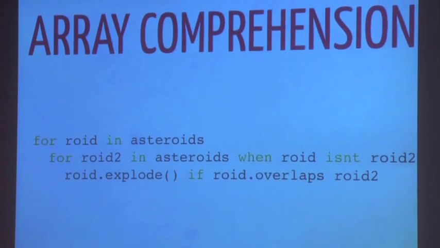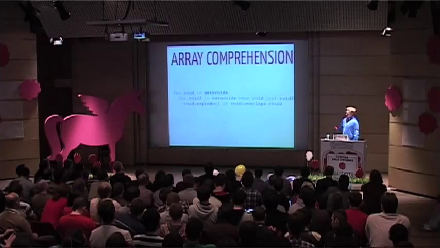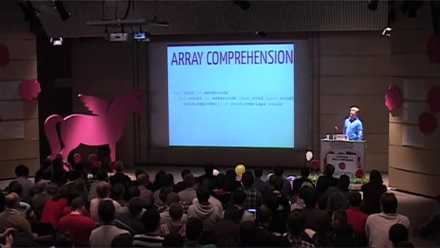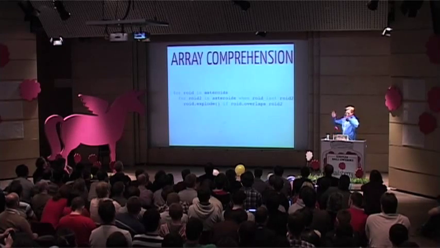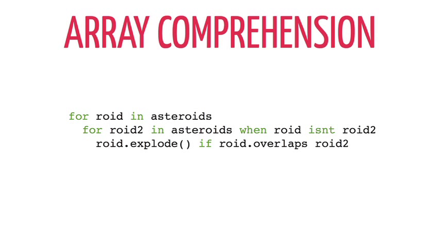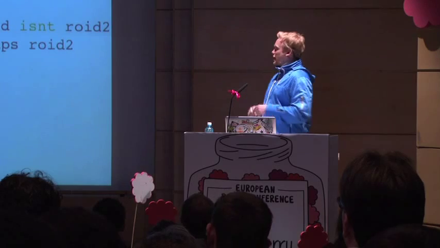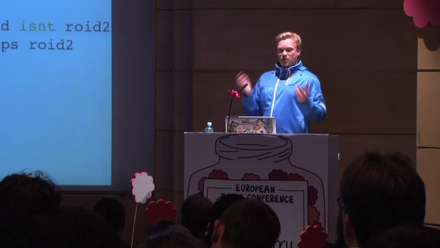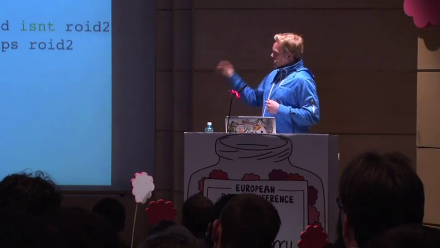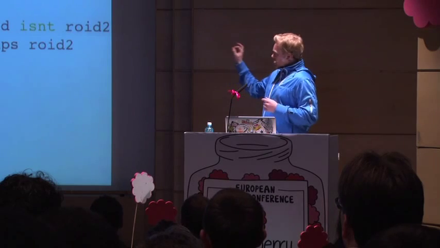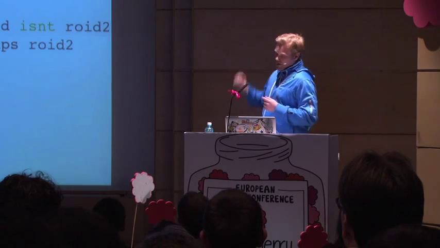As I showed you on the slide with a loop, if you take these three lines of code, they're taken from a game loop where a lot of asteroids are moving around the screen, and we want to check if they are colliding. So we're going to check for every asteroid in an asteroid array if they're overlapping, unless it's the same one. And if so, we're going to explode that asteroid. If you read that code again, it's very, very readable.